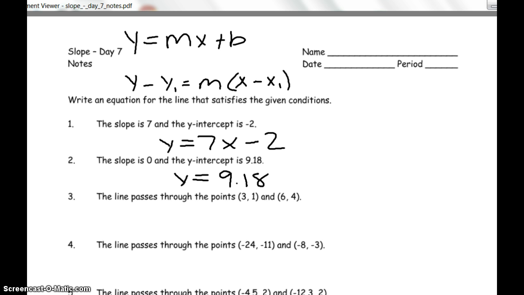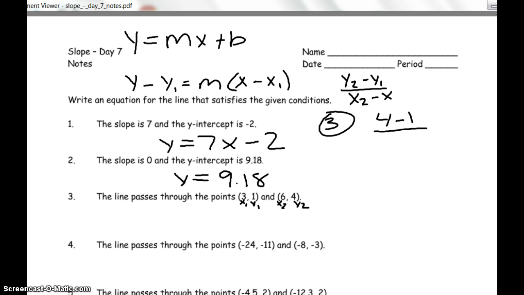All right, number 3, it says the line passes through the points (3, 1) and (6, 4). At this time, we do not have our slope. So that's another equation that I forgot to write down that we need to remember: y2 minus y1 over x2 minus x1. So we're going to plug those numbers in for x1, y1, x2, y2, and solve. So we'll get 4 minus 1 over 6 minus 3, so we have 3 over 3, which is equal to 1. This is our slope.